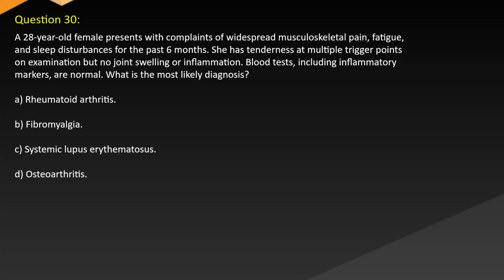Question 30. A 28-year-old female presents with complaints of widespread musculoskeletal pain, fatigue, and sleep disturbances. For the past 6 months, she has had tenderness at multiple trigger points on examination, but no joint swelling or inflammation. Blood tests, including inflammatory markers, are normal. What is the most likely diagnosis? A. Rheumatoid arthritis. B. Fibromyalgia. C. Systemic lupus erythematosus. D. Osteoarthritis.